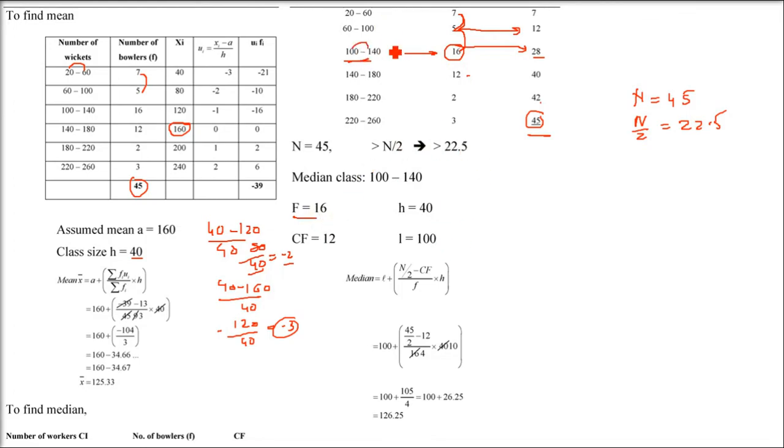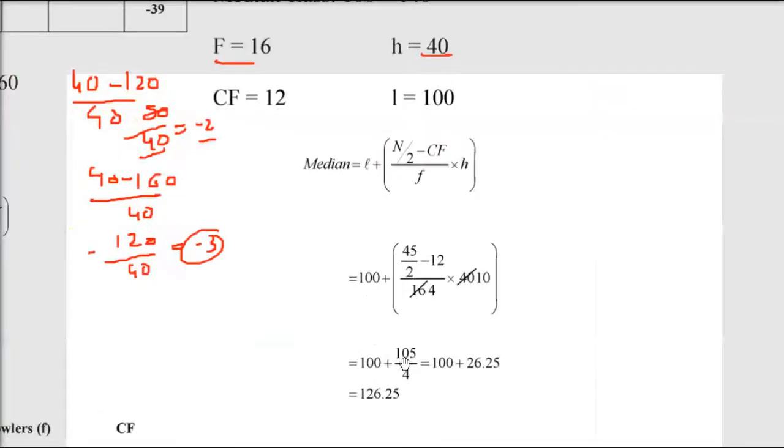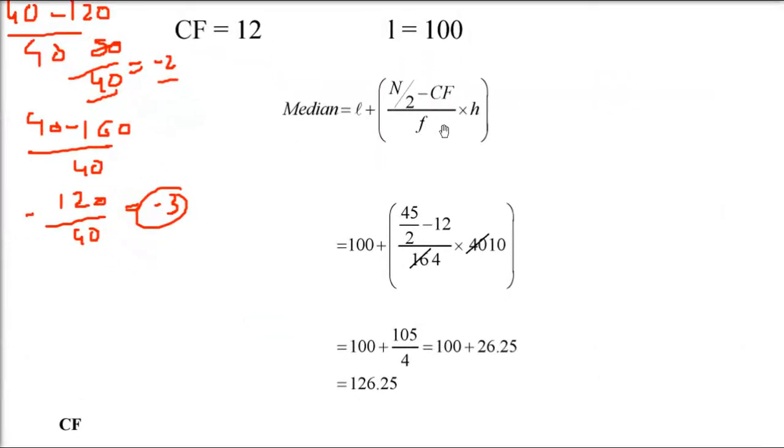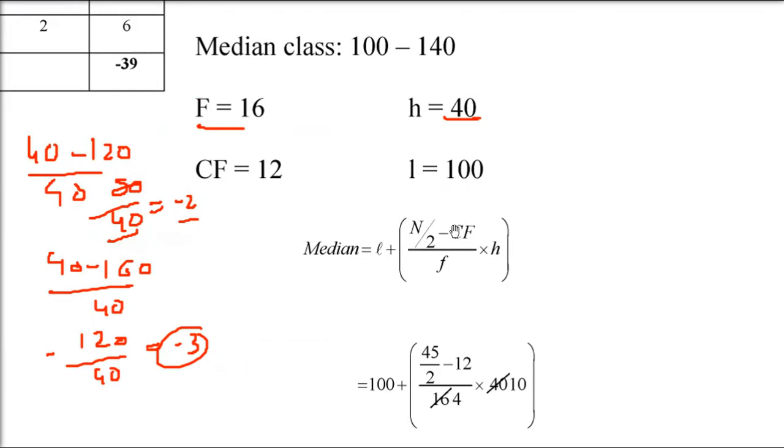F is 16. What is the class interval? 140 minus 100, that is 40. What is the cumulative frequency? The previous one, 12, we take. See, previous cumulative frequency. What is the lower limit? L is 100. All things are known. We have a formula now: L plus n by 2 minus CF, that is 12, by f, which is 16, into h. So 100 plus 45 by 2, 22.5 minus 12, by 16, into 40.